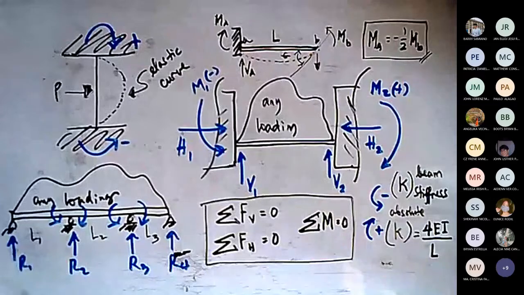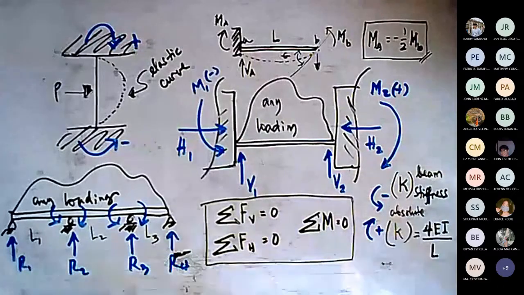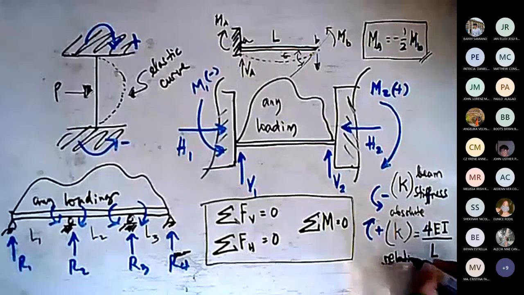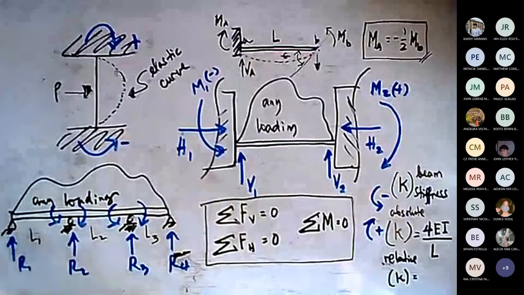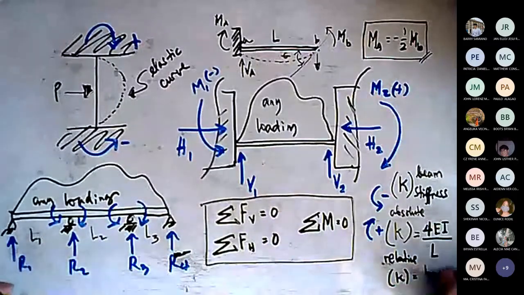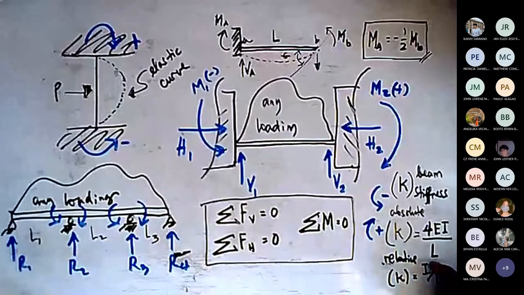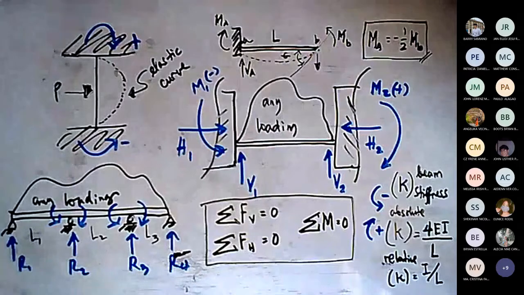So for most structures, the value of the modulus of elasticity is the same for all members. And then you have the beam stiffness. Aside from the absolute stiffness, we also have the relative stiffness. So the relative stiffness is equals to I over L, wherein I is the moment of inertia and L is the span length. Okay?